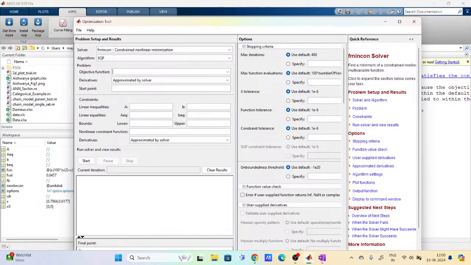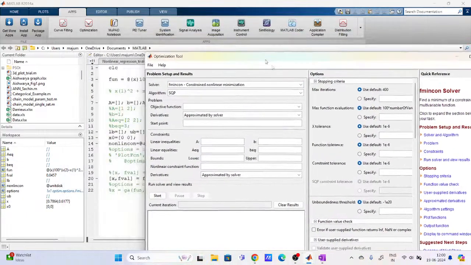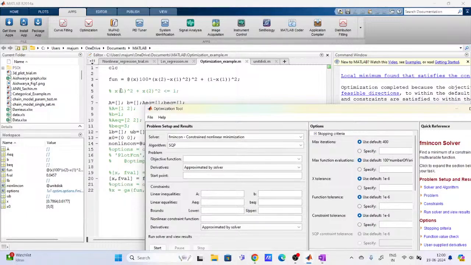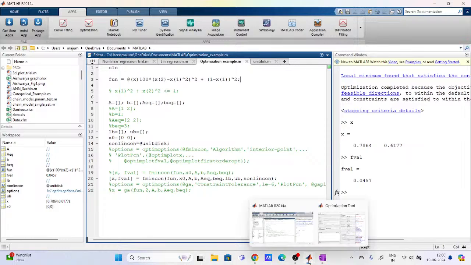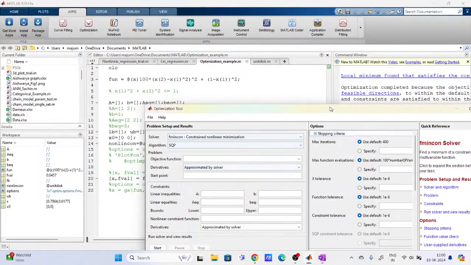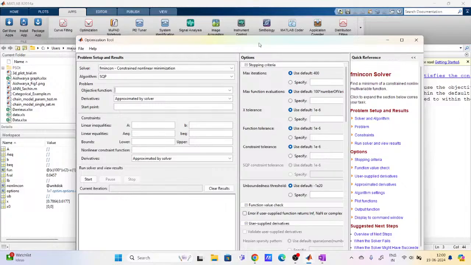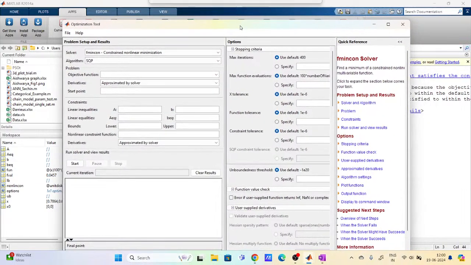Now the objective function. What is the objective function? You can directly put the objective function here with the at sign, @x. Or you can create a function file, define the objective function there, and use it here with the at sign and the name of the function. Then there are two options: derivatives approximated by the solver and gradients supplied. Then the starting point, meaning the initial point x0.